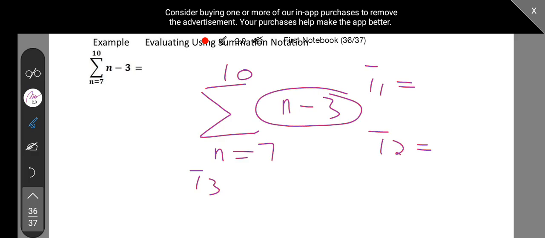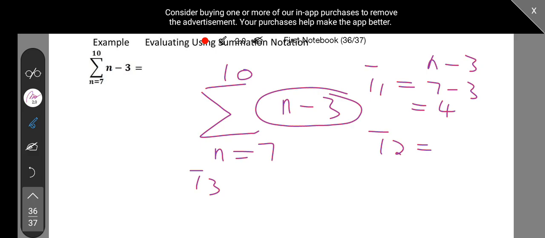What we're going to say here is that the given expression is n minus 3. So we're going to plug in the number for n. n is equal to 7. We're going to say that 7 minus 3 is equal to 4. That is the first term.